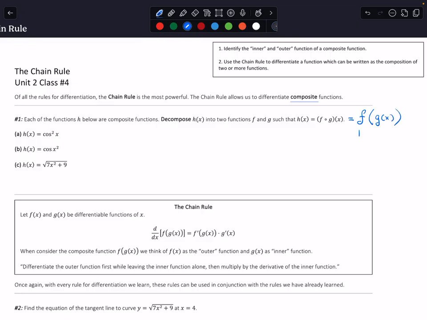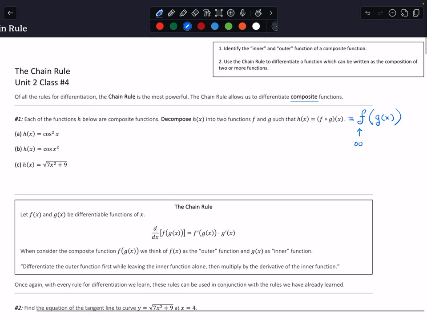We often think of whatever function's out here, which in this case is f, as the outer function, and whichever function is in here, and it is literally inside of the outer function, so it's kind of easy to see in that way, we call g the inner function.